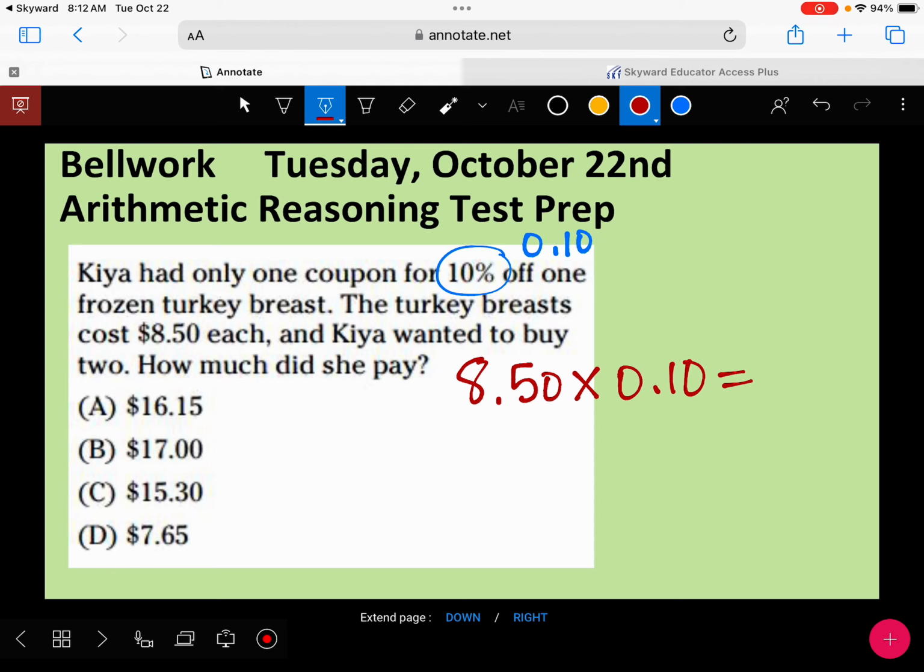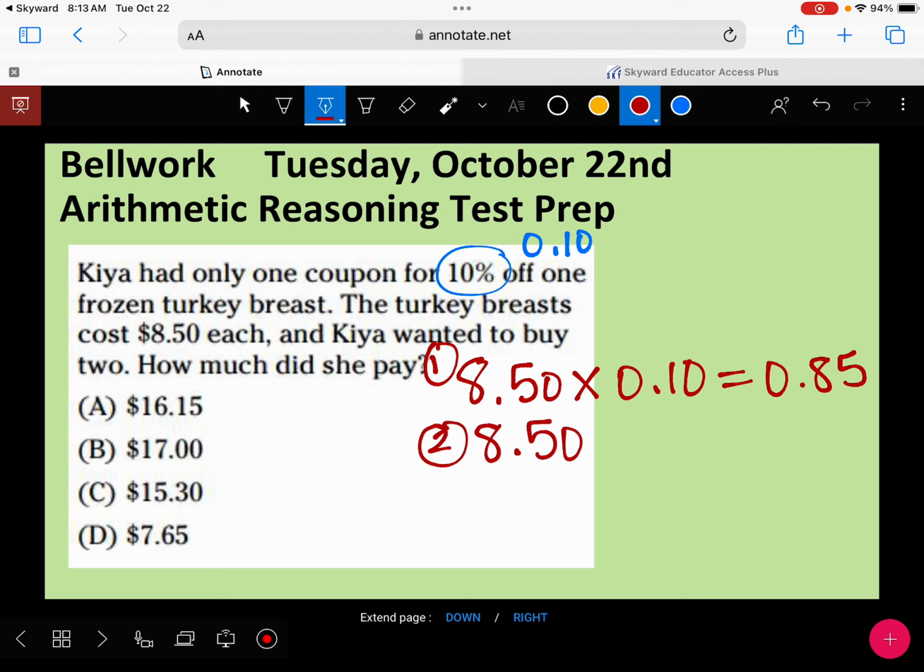So this is a 3-step question. So the first step, take your calculator and multiply $8.50 by 0.10. That's going to tell you how much they're going to subtract at the register. So when you do that, you should get 85 cents. Who got 85 cents? The second step would be to subtract that from the cost of the turkey.